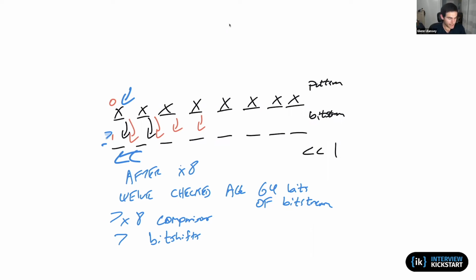And after we've done that 7 times, we will have completely checked that 8 byte portion of the bit stream. So we check the first 7 bytes of a 64-bit stream. Technically we're checking 8 bytes at a time, but once you start shifting, you no longer have 8 bytes to check. You only have at most 7 bytes of fully valid data to check.